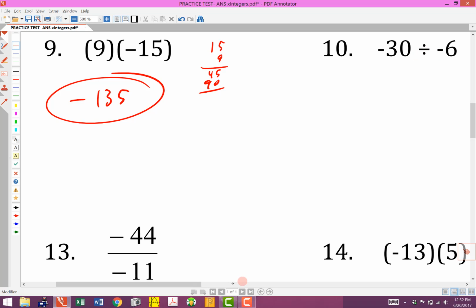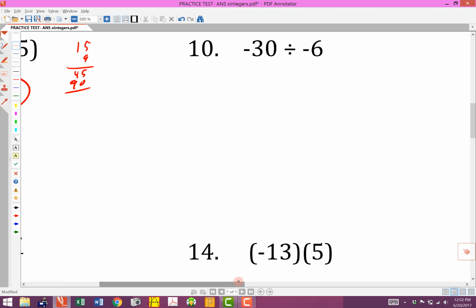Let's take a look at number 10. We've got a negative divided. This is a division problem, and again, if you're more comfortable with this, I certainly am. I like writing them like that with that horizontal division bar, nice flat division bar, fraction bar. Negative divided by a negative is a positive, so the answer is positive, and 30 divided by 6 is 5, so there we go there.